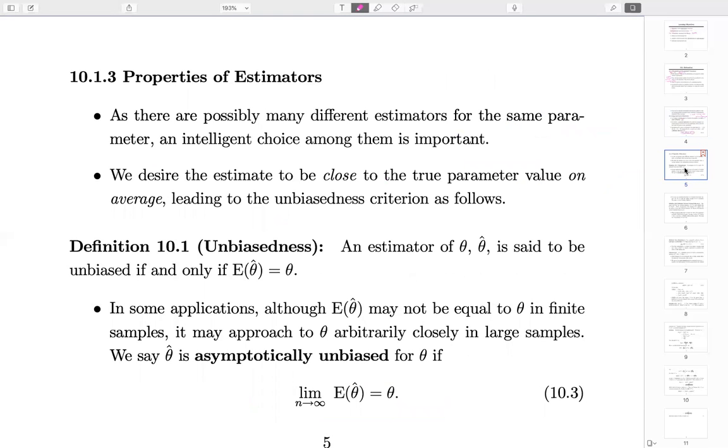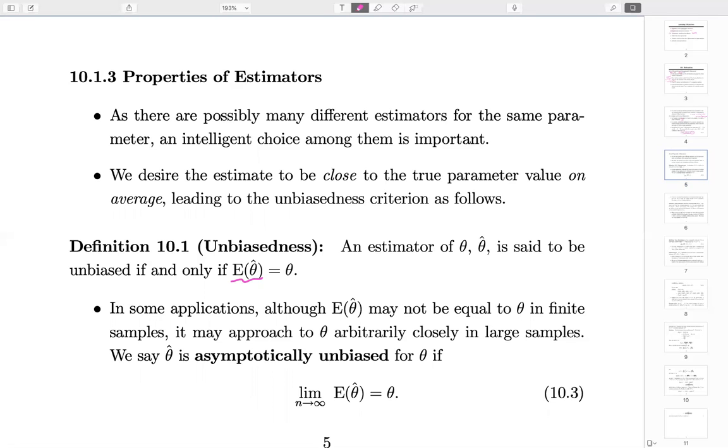Okay, this is a lot more important because here we discuss some desirable properties we would prefer an estimator to have. The first one is called unbiasedness. The definition is easy. We simply want the expectation of the estimator to equal the true parameter.